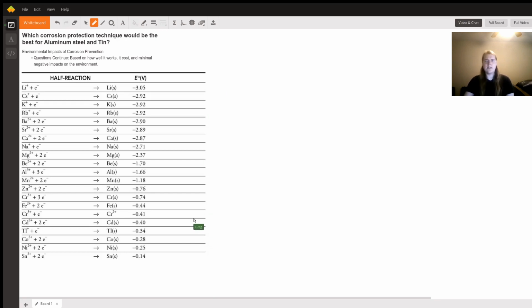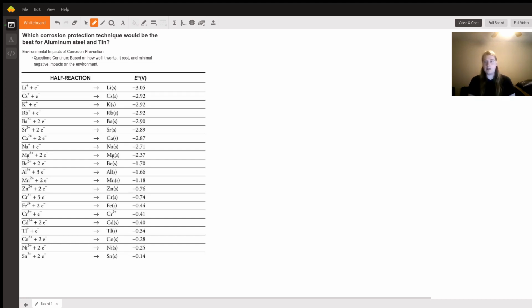Okay, so let's talk about why it's called a standard reduction potential table. Well, it's called a reduction potential table because everything on this table is put in the form of a reduction reaction. Lithium plus an electron goes to lithium solid. Lithium gaining an electron is reduction. The reason it's called a standard reduction potential table is because every one of these values is measured against a standard. That standard is 2H+ plus 2 electrons goes to H2. That is defined as 0, and then everything else is measured against that.